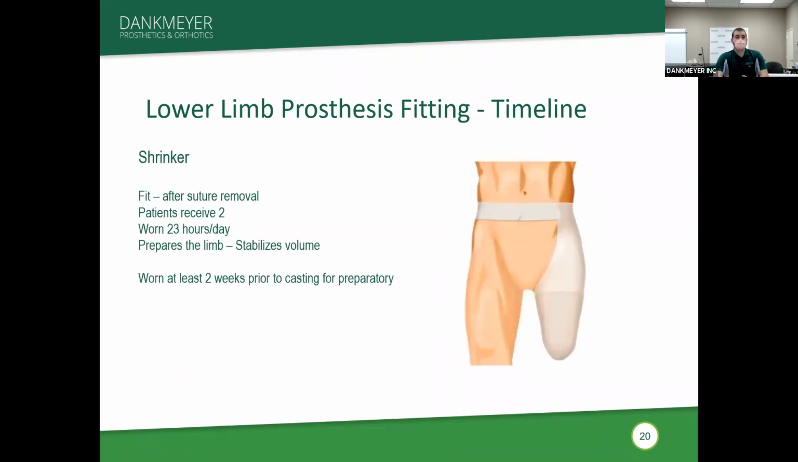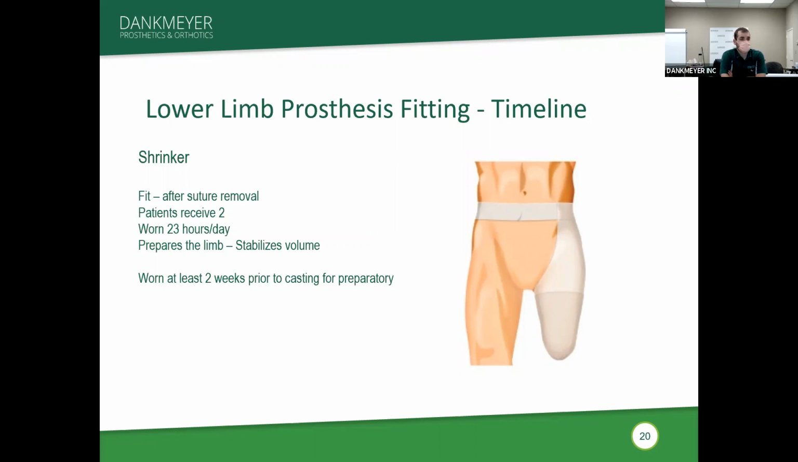So shrinkers at the transfemoral level can vary a little bit. The ones I've chosen to picture here are the ones that we typically fit, but there is certainly some variation in shrinker design. However, the shrinker's function and goals are to provide compression to the residual limb to help reduce the edema that's present after the amputation.